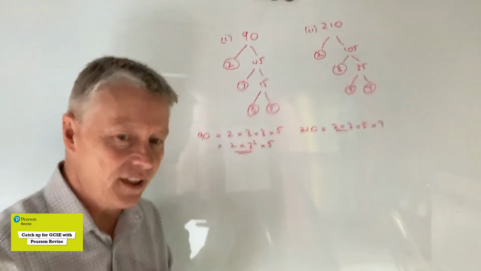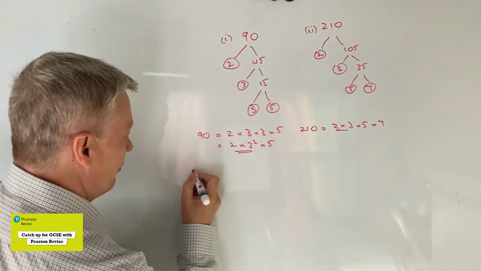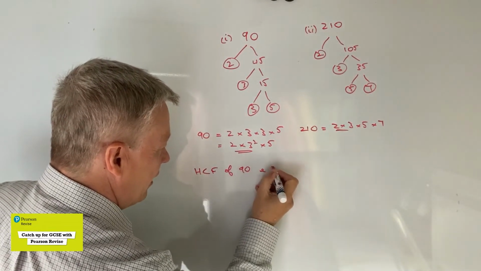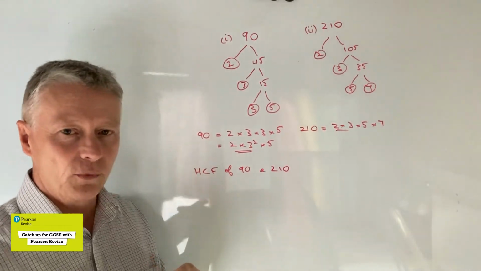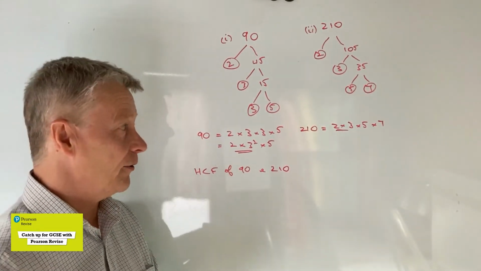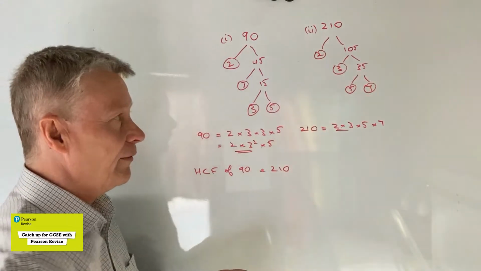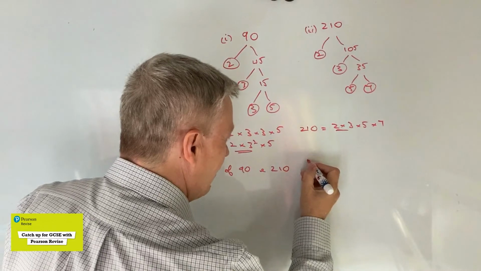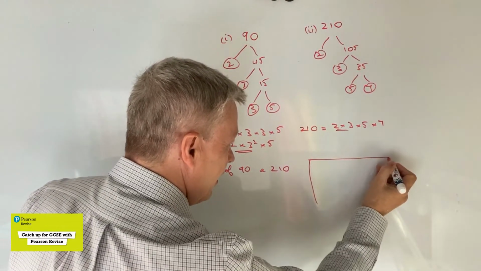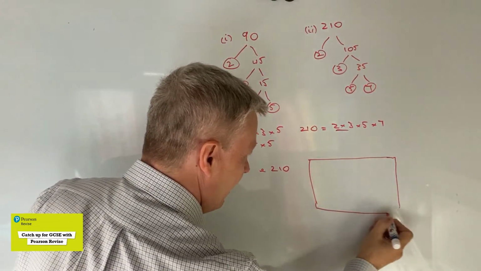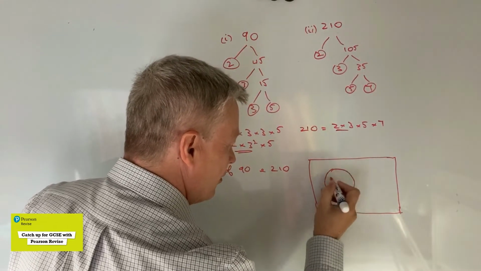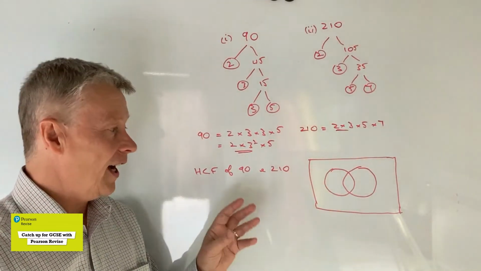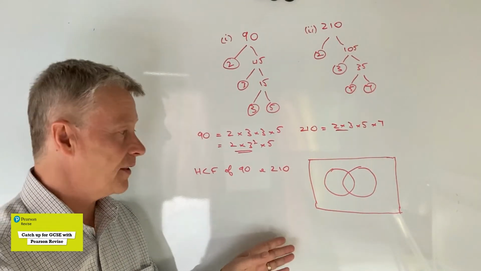Part B asks us to calculate the highest common factor. They want the highest common factor of 90 and 210. The way I'm going to do it is use a Venn diagram in order to put these prime factors into a visual guide to what's going on with these two numbers. So here's my Venn diagram. I'm going to put 2 circles in there, and they're overlapping. If you're not sure about what I'm doing here, please do have a look on the channel. There are playlists on Venn diagrams.